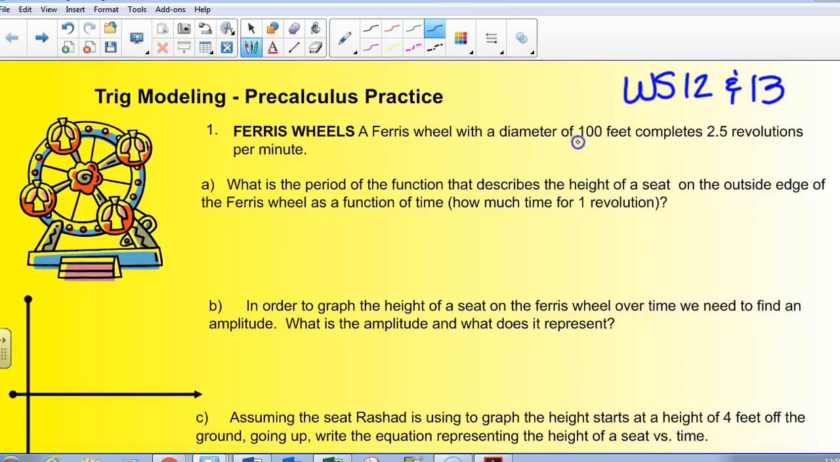says a Ferris wheel has a diameter of 100. Okay, my super fancy Ferris wheel over here is kind of hard to tell what's going on because it's so fancy dancy, but all the way across there is 100 feet, okay? If it goes around 2.5 revolutions every minute, so how long does it take to go around once?